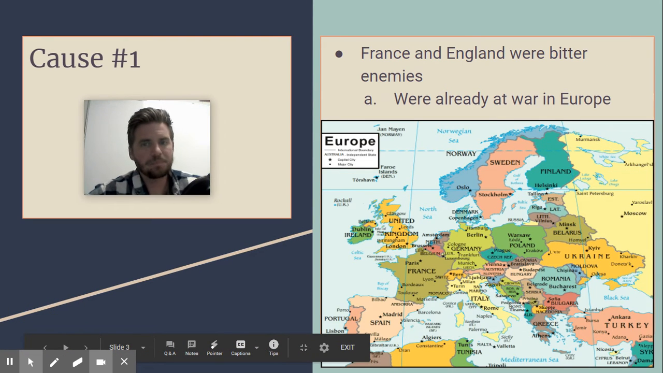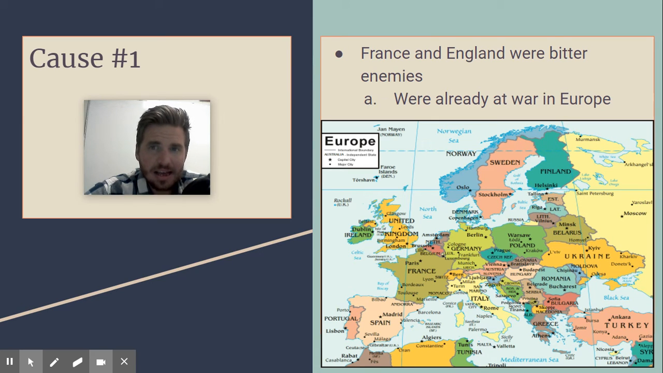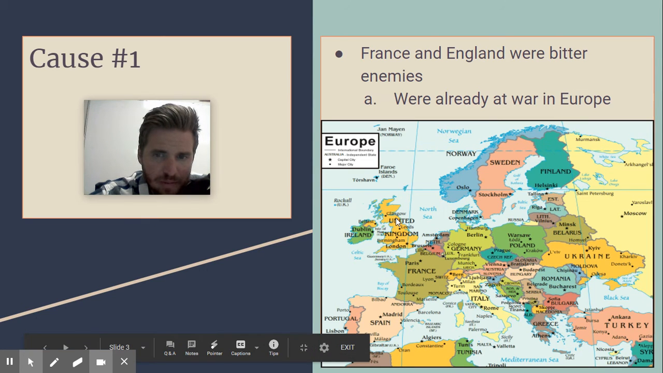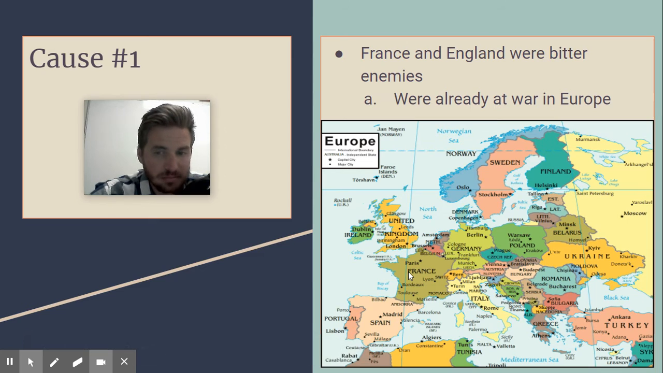So cause number one. When we look at this first cause, we see that France and England are bitter enemies. Looking at this map, the United Kingdom: this right here is England, is Britain. Wales is included in that, and then right here is Northern Ireland. This is what makes up the United Kingdom. You can see that the space between England and France is very small. There's water, called the English Channel, that separates Britain and France.